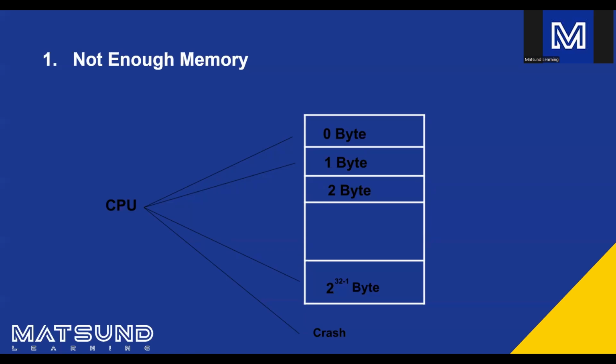As the process allocates more memory and approaches this limit, it runs out of addressable space. Once the process requests more memory than the CPU can provide within its address space, the system crashes because there is no more room to map additional memory addresses.